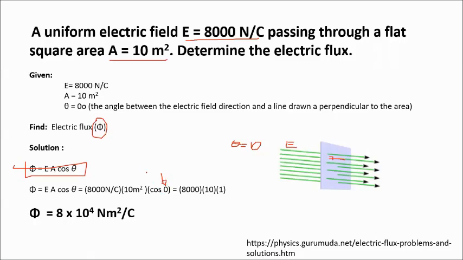So cosine of 0 multiplied by 10 multiplied by 8,000 is 80,000. Cosine of 0 is 1, so 8,000 times 10 is 80,000. The unit of electric flux is newton times square meter over coulomb.